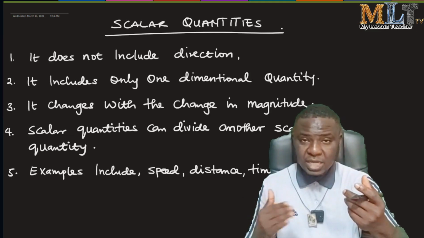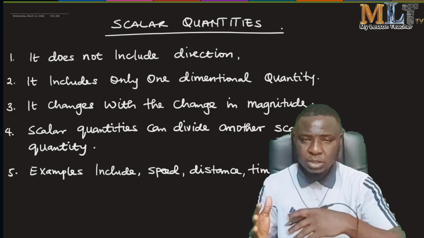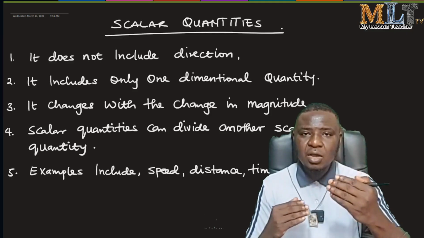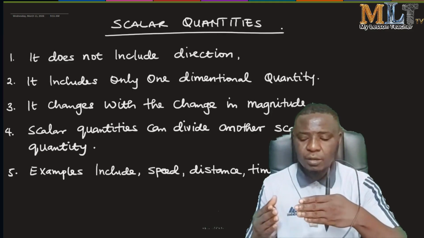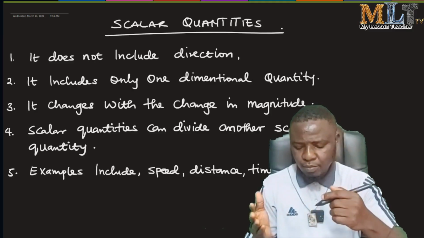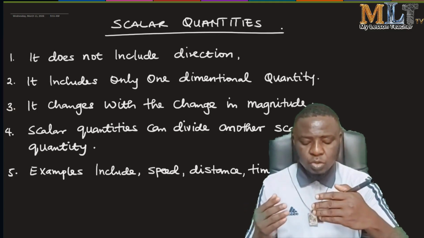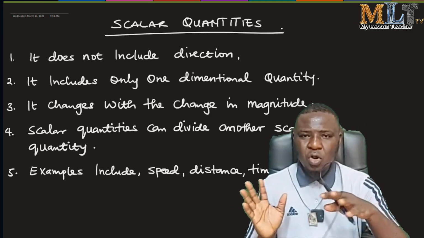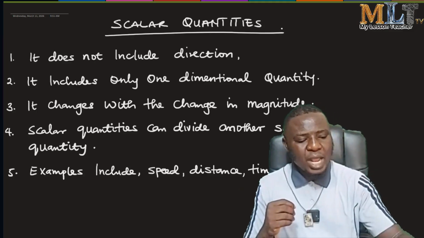Number four, features of scalar quantities. We have it that scalar quantities can divide another scalar quantity. Okay, one scalar quantity can divide another scalar quantity. For example, if you are talking about division of liters by liters, okay, they must be of the same unit. And examples of scalar quantities include speed, distance, time, and whatever, temperature. We have so many examples of scalar quantities that we have.